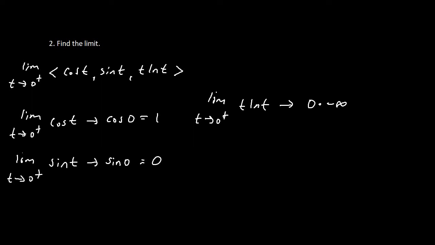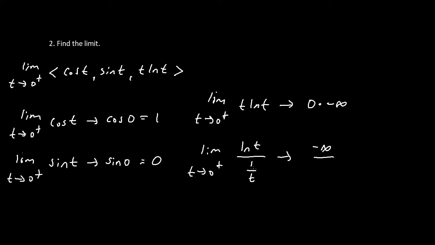So what we have to do is go back to the function and manipulate it so that we can use L'Hopital's rule. So if I take the limit as t approaches 0 from the positive direction, now I can go ahead and bring the t value to the denominator, so we get ln t on the numerator and then over 1 over t.